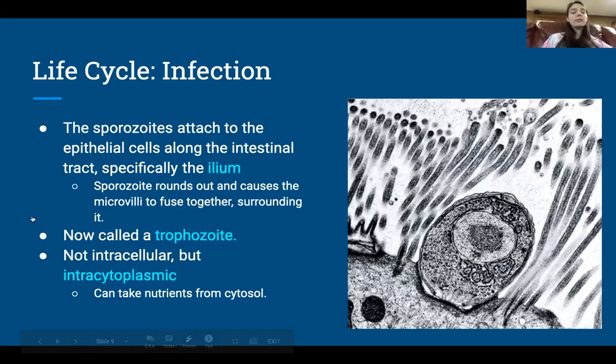And then to infect the host, they attach to the epithelial lining of the intestinal tract, specifically the ileum, the top part of the small intestines. The way that they attach is kind of interesting because they don't go inside of the cell. They don't become intracellular, but they are intracytoplasmic, which is how they do that: they attach onto the outside of the cell, and then they cause the microvilli to fuse together and surround it. And then they can get nutrients out of the cytosol from the cell. So that's how they get their nutrients. And then at this stage, they round out, and they're called trophozoites.